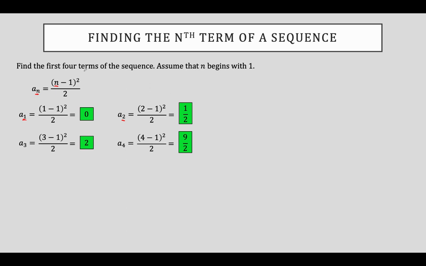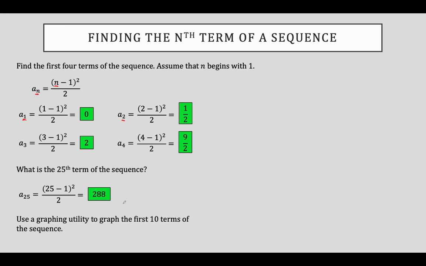So finding the nth term of a sequence is just like evaluating a function. Whichever term we are trying to find, we're going to plug that number in for n. So that means to find the 25th term of the sequence, a sub 25, we are going to want to plug in 25 for n. This would be 25 minus 1 squared divided by 2. Plugging that into our calculators, we end up with 288.